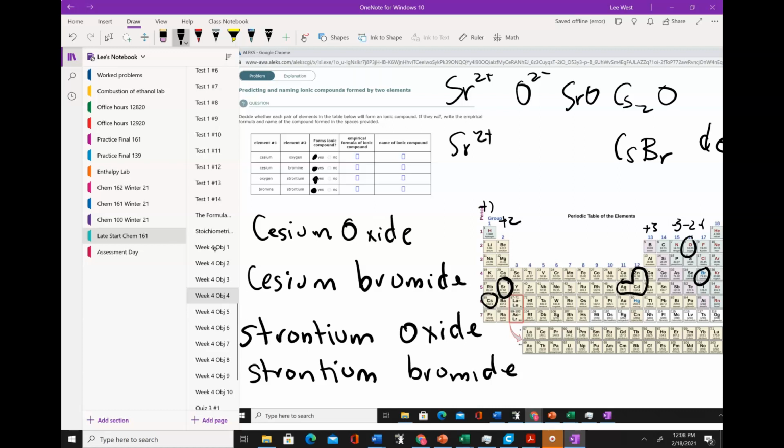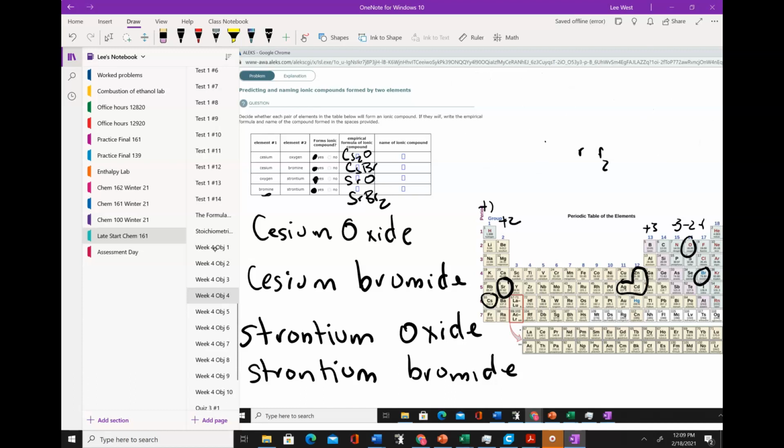SrO, and then bromine is in group 7A, so it's -1. So they don't have the same size charges, so we've got to do crossover. I'm going to get 1 strontium and 2 bromines. So it is Cs2O, CsBr, SrO, and SrBr2. Cool.